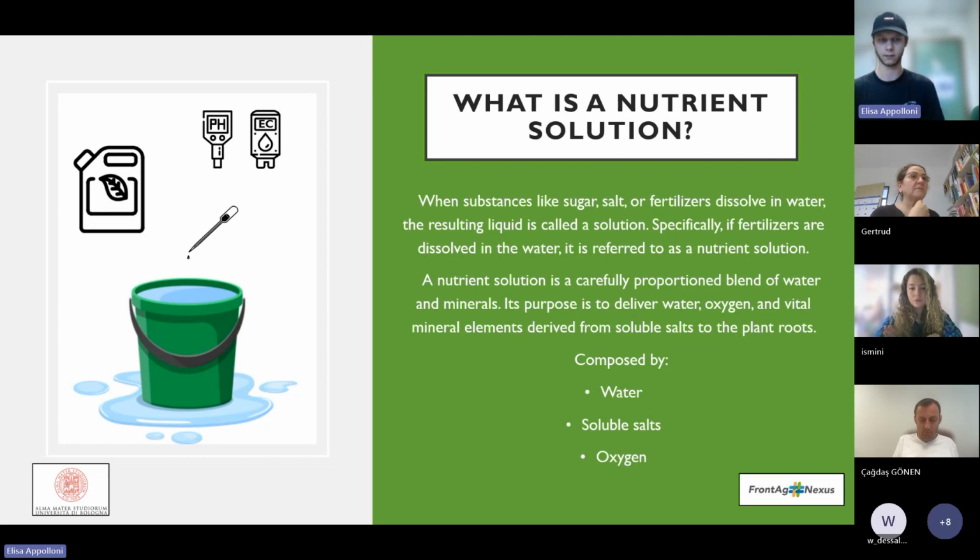So, as we said, the three main elements of a nutrient solution, let me repeat, are water, soluble salts, and oxygen.